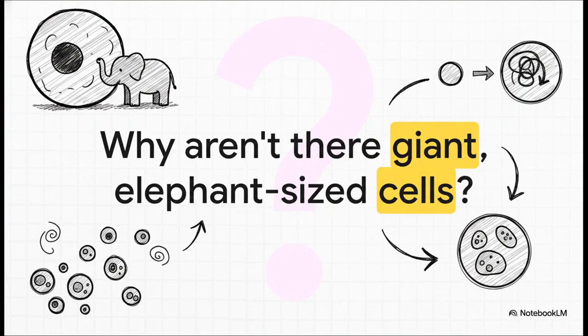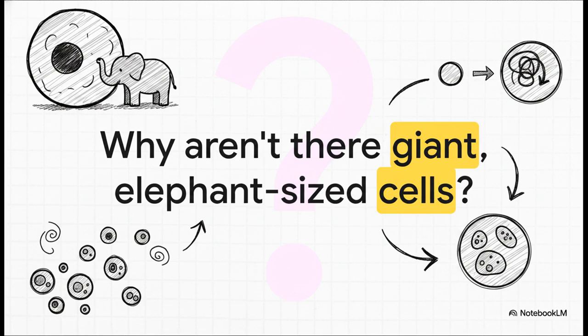You see, biology has a pretty strict physical constraint. Life at the microscopic scale, and we're talking a scale where we measure things in mere micrometers, operates under some uncompromising physical rules. Which actually brings us to this kind of fun question. Why aren't there giant elephant-sized cells? Seriously, imagine a single cell the size of a whole animal just wobbling around out there.